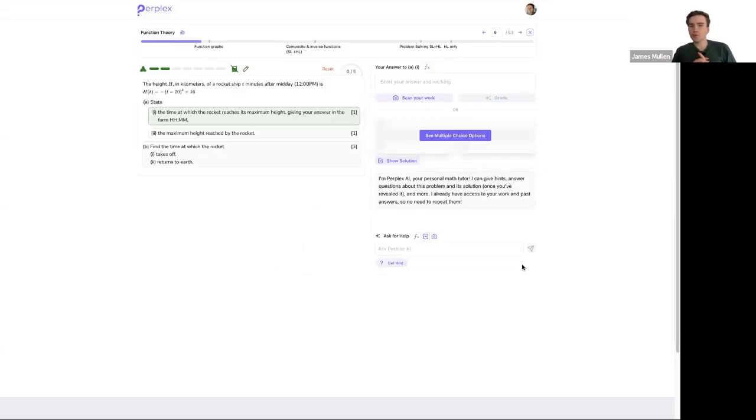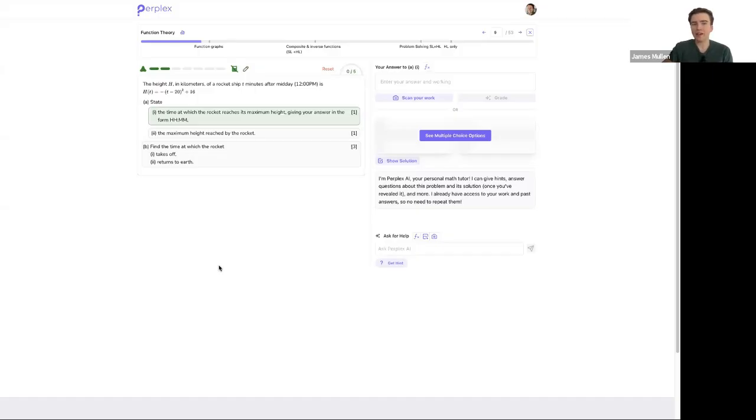So I'm going to give you maybe 4 minutes to get started on this, and then we're going to go over it. Okay, I think we're going to go over part A at least. The height h kilometers of a rocket ship t minutes after midday is h of t equals negative (t minus 20) squared plus 16. State the time at which the rocket reaches its maximum height.